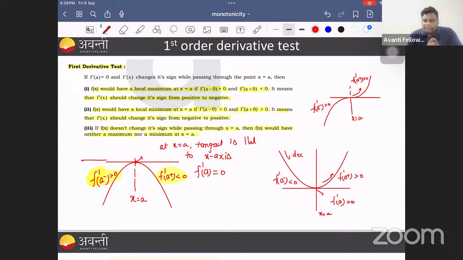Now, at x equals a, the derivative is 0, but before x equals a, the derivative is negative. After x equals a, the derivative is positive. It means the function is going from decreasing to increasing. So going from decreasing to increasing means x equals a is a point of local minima. I hope I have made my point very clear.